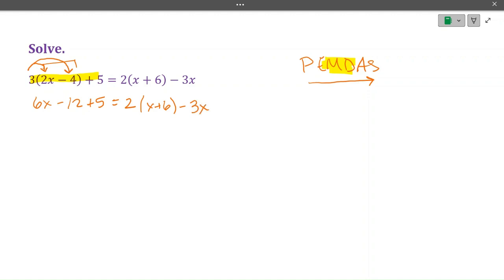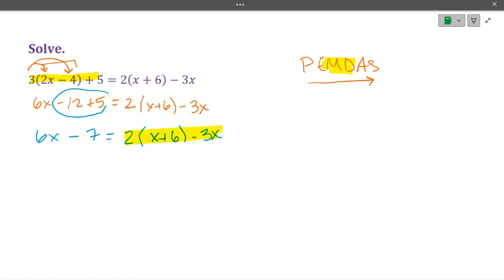Okay. And now I'm going to go ahead and I'm going to combine my like terms here. I have negative 12 plus 5. So I have 6x minus 12 plus 5, that's negative 7, equals 2 times x plus 6 minus 3x. Okay. And just so you know, I'm doing this the longer way because I'm making a video. If I were doing this just for myself, I'd be working straight across, which maybe I'll show later. So now I'm going to simplify the right side of the equation because 6x minus 7 is as simple as the left side can get.